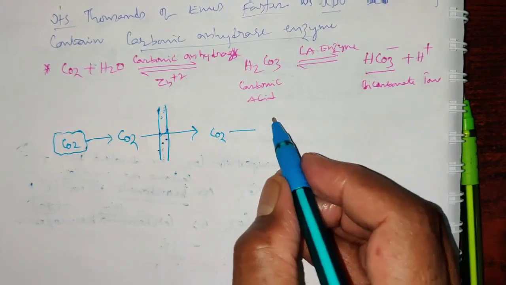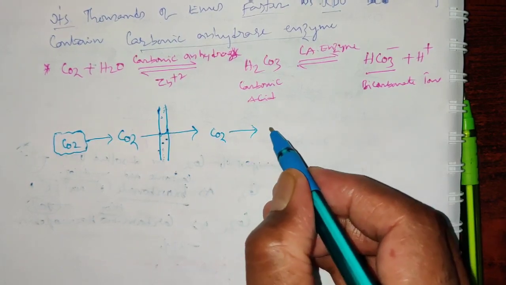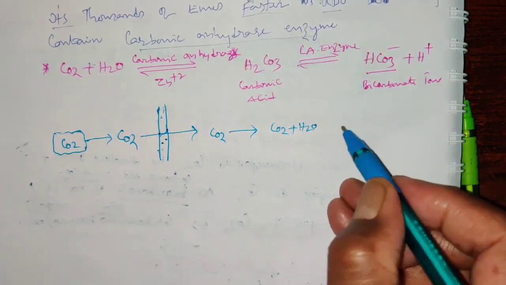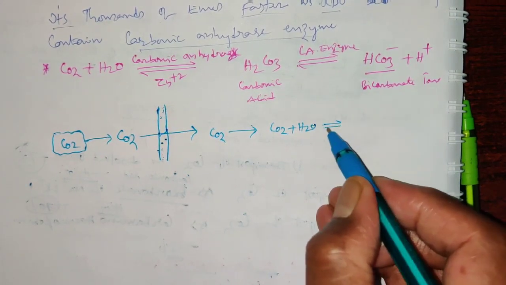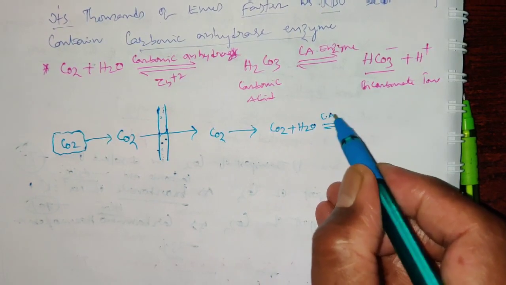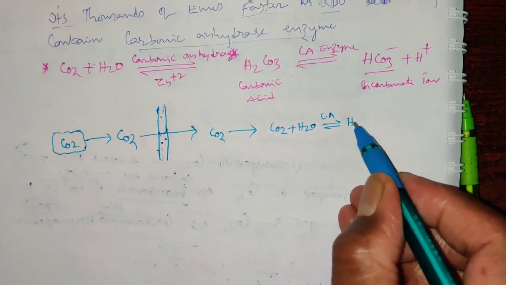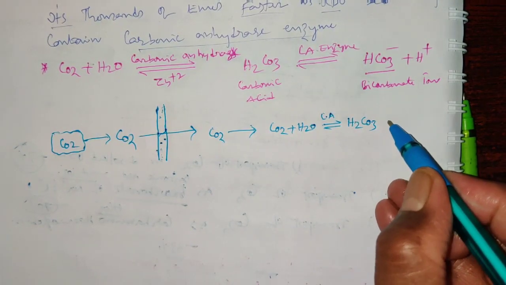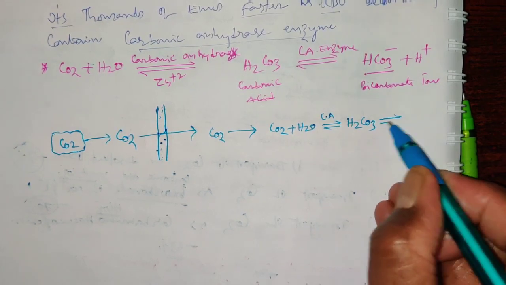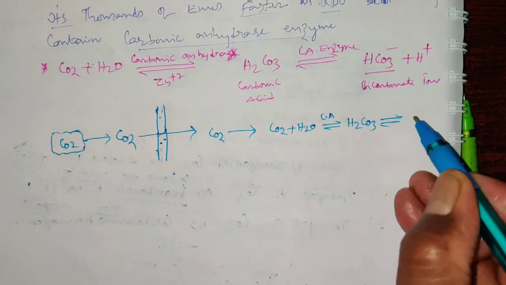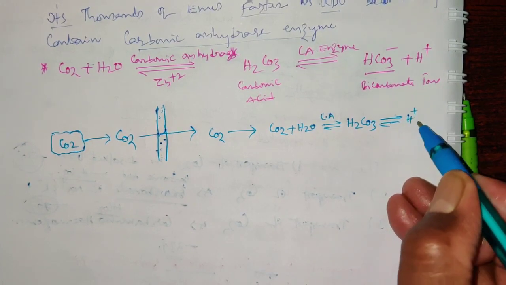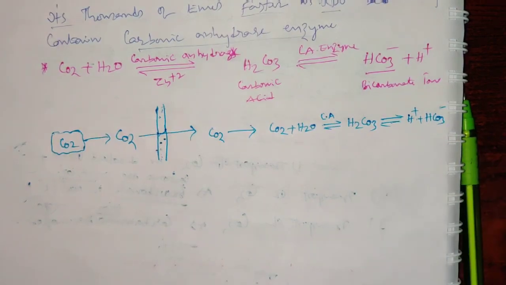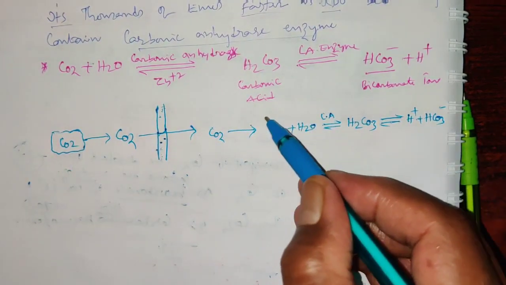Dioxide. CO2 plus H2O, a reversible reaction, with the carbonic anhydrase enzyme, gives H2CO3. Again it is a reversible reaction, giving H plus and HCO3 ion.